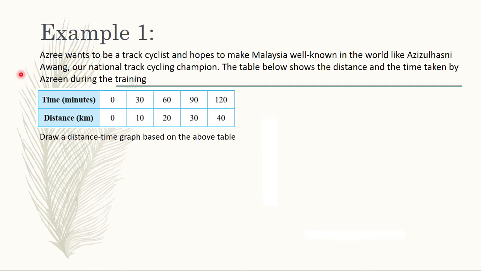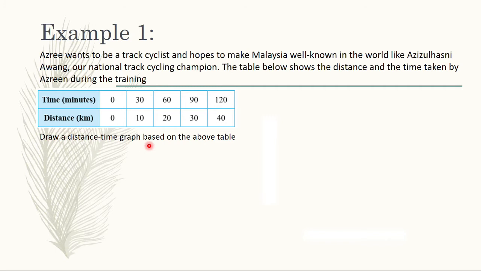Example 1. Azree wants to be a track cyclist and hopes to make Malaysia well known in the world like Azizulhasni Awang, our national track cycling champion. The table below shows the distance and the time taken by Azree during the training. So this is the table here, showing the time 0, 30, 60, 90, 120, and then the distance 0, 10, 20, 30, 40. The question asks you to draw a distance time graph based on the table above.